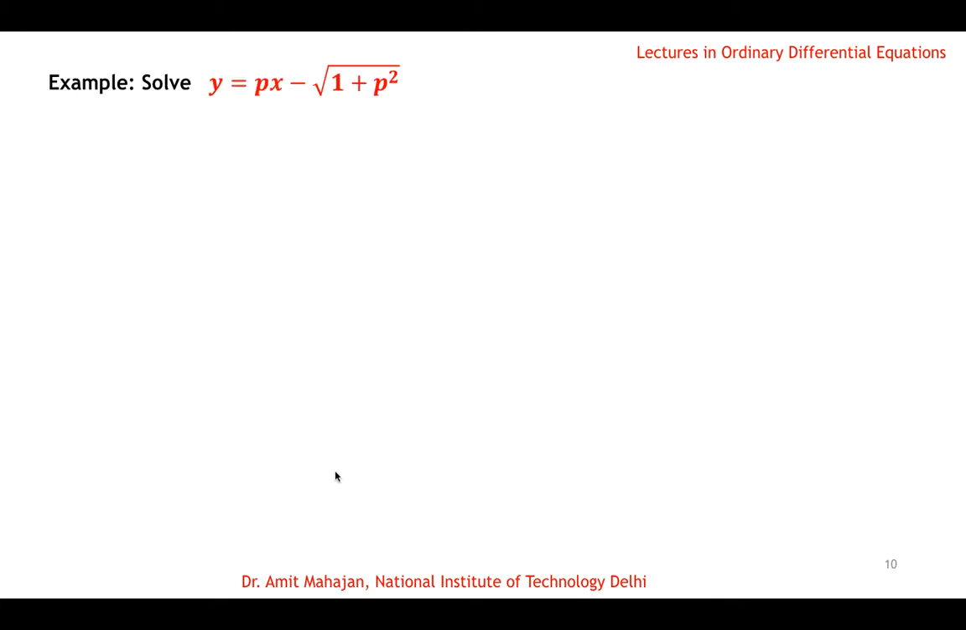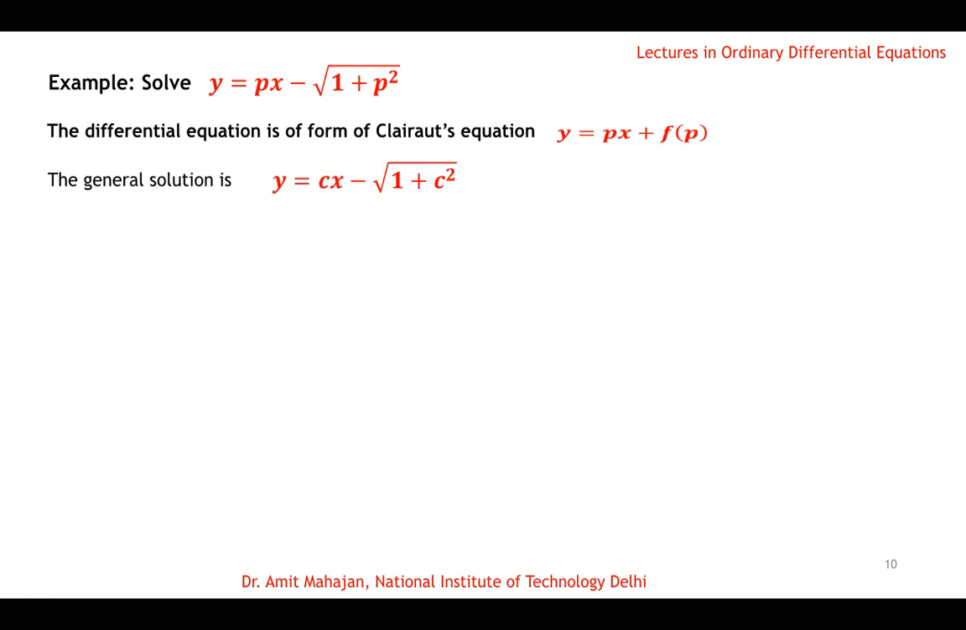Okay, say for example, if you have the differential equation y is equal to px minus root of 1 plus p square, where p is dy by dx. So it is a Clairaut's form. Its solution is very simple. p is equal to constant is a solution. Okay, so its general solution is y is equal to cx minus root of 1 plus c square. Okay, so there is no need to solve the differential equation. The solution is well known directly with p is equal to constant.